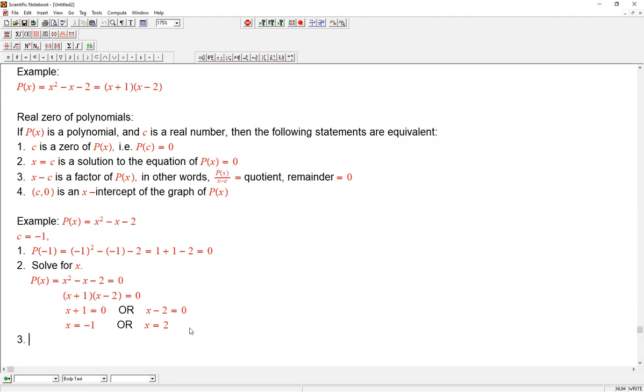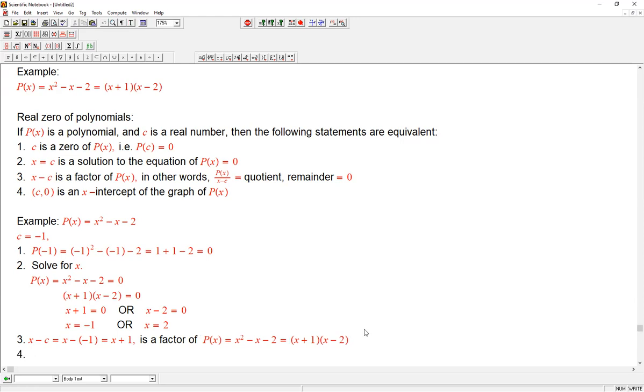Number 3, you can see that X minus C is a factor. Well, that has been done. We have factored it. So X minus C is a factor. What is X minus C in this case? C is -1, so X minus -1 is equal to X plus 1. X plus 1 is indeed a factor of P. We factored it, and we have one of the factors, which is X plus 1.